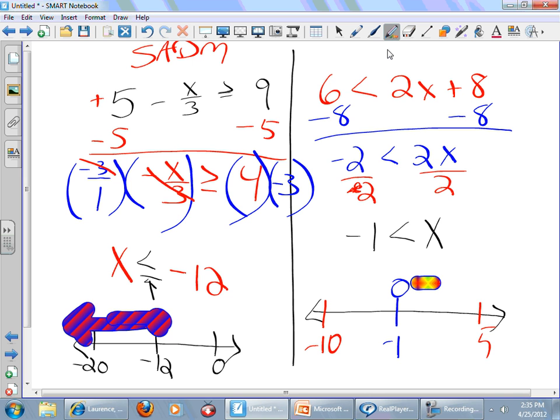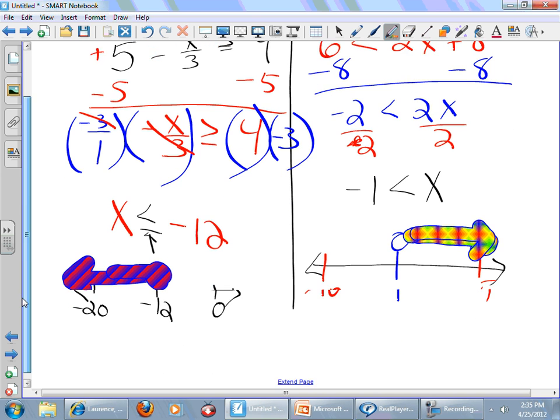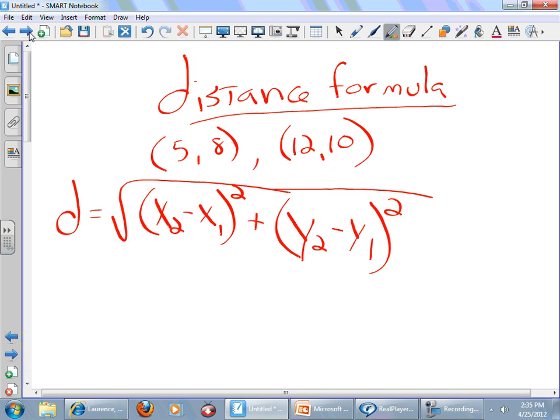Well, I think 5 is greater than negative 1. So I will shade towards the 5. And I know negative 10 is not greater than negative 1. And there you go. And there's your shading. And that's it. Simple stuff. You guys should ace that tomorrow.